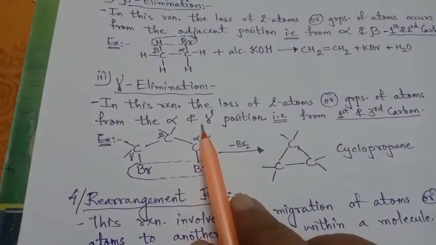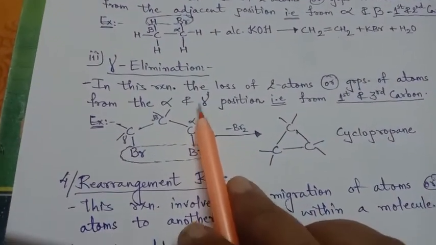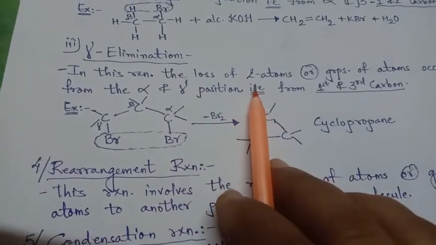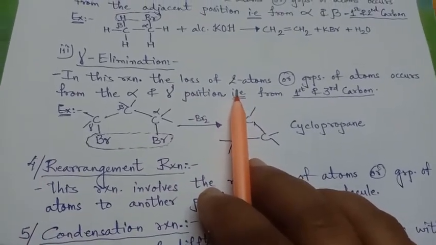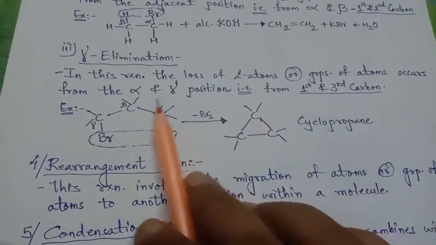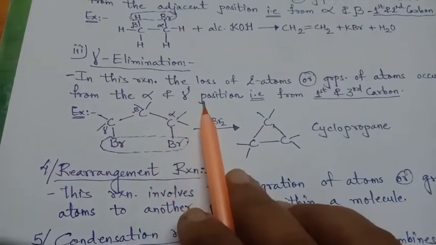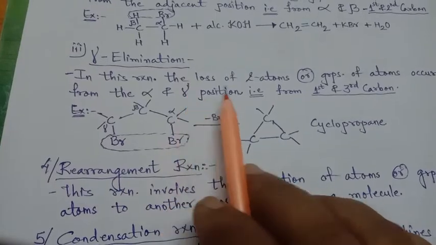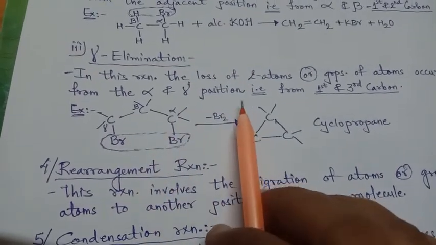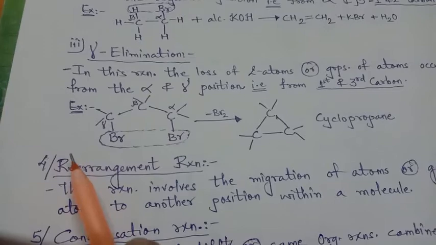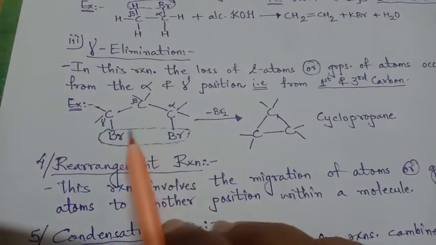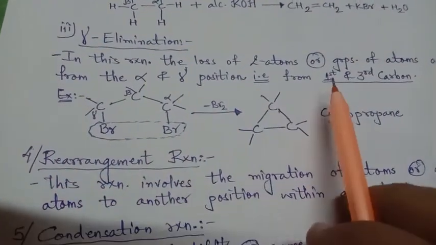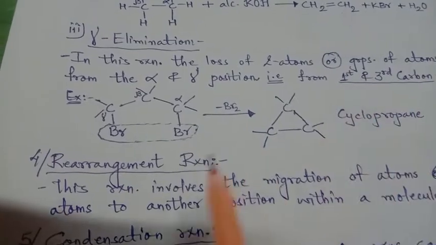And the third type is gamma elimination. In this reaction, the loss of two atoms will occur from the alpha and gamma position. Not adjacent but alternate. We can say here alternate position. One, then not another, and then the other. So leaving one between two is called alternate. That is from the first and third carbon.